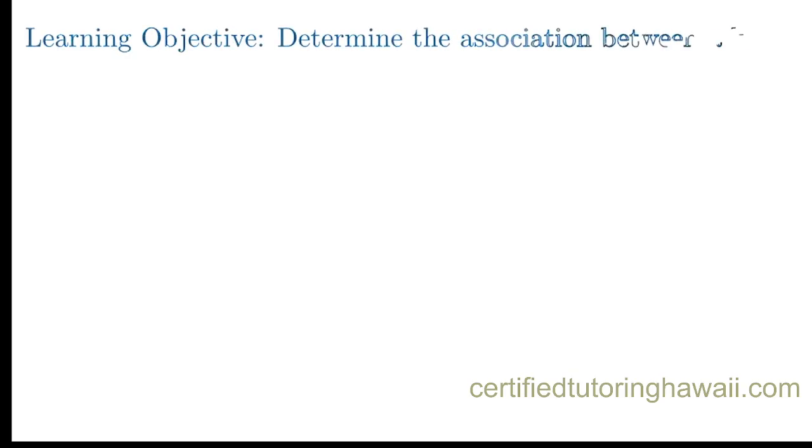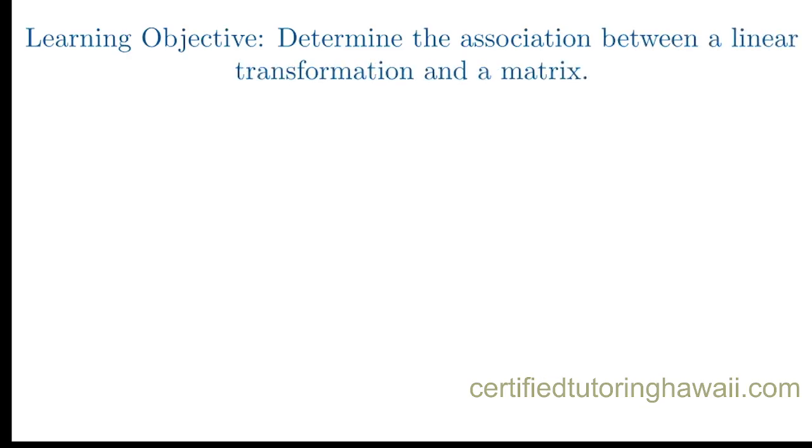Let's start with our first objective. By the end of this scene, you will be able to determine the matrix associated with a linear transformation. Our goal is to understand how any linear transformation can be uniquely represented by a 2 by 2 matrix. First, what is a linear transformation?